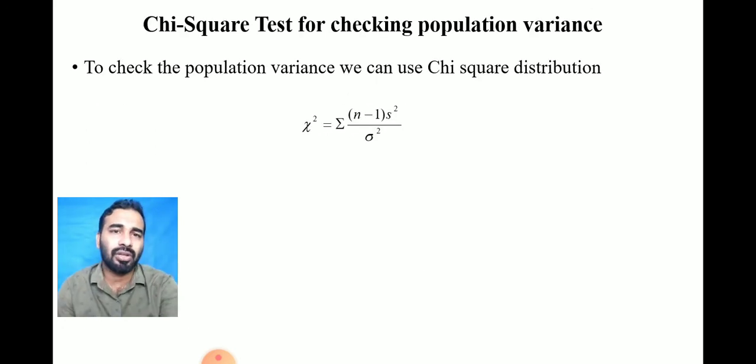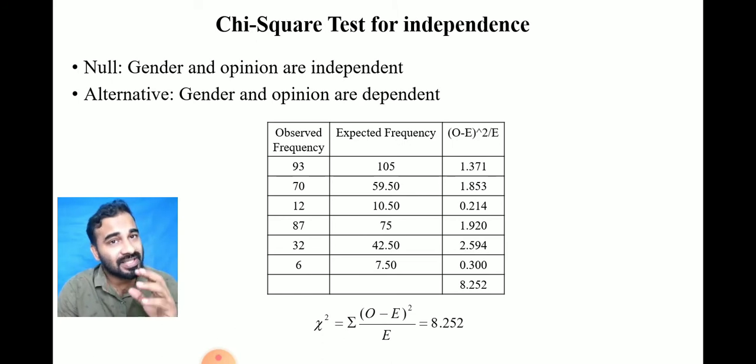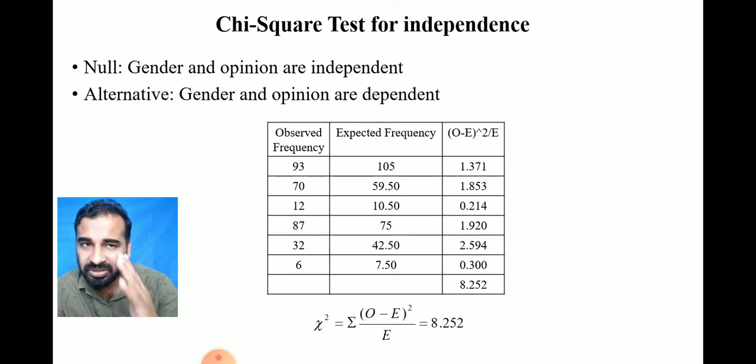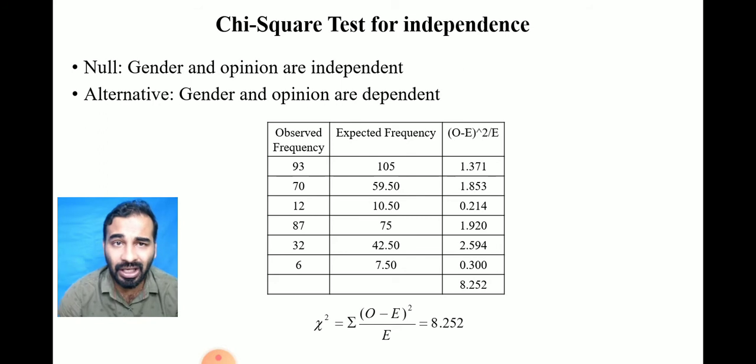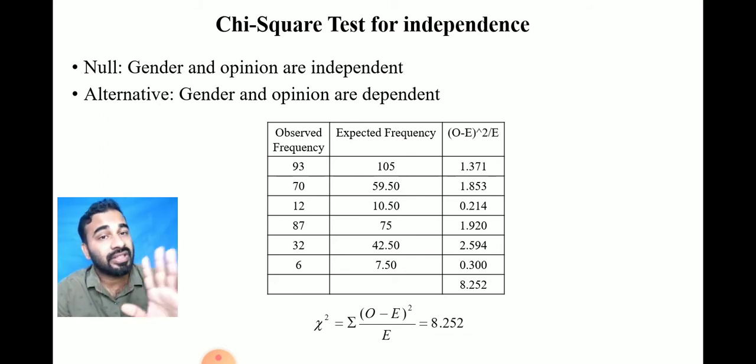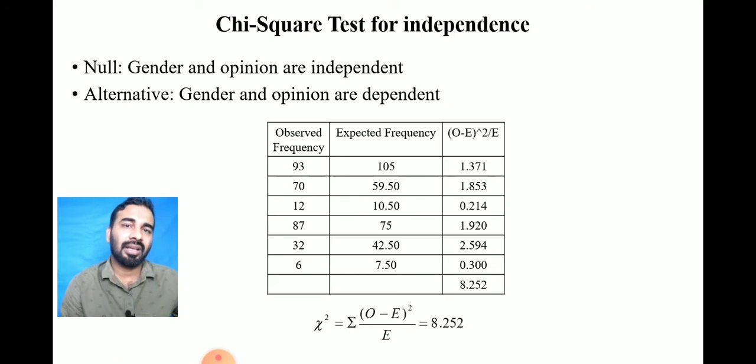Then after this, you can check the degrees of freedom. Once you have your degrees of freedom, you specify your level of significance. Then you find the critical value from the table for your level of significance and DF. You compare these two values. If the calculated value is greater than the table value, then reject the null hypothesis, otherwise you accept the null hypothesis. The remaining part will be the same. The only difference is how to find the expected frequency.